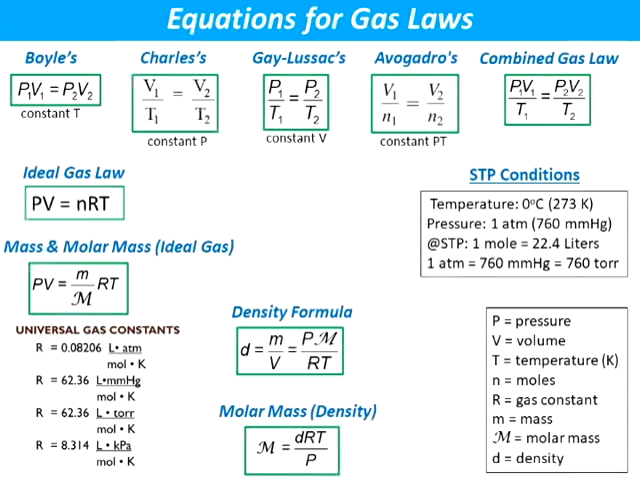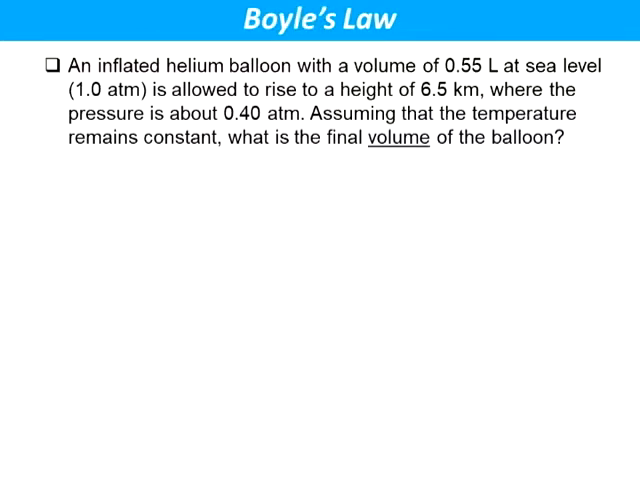Note that when we use the ideal gas law equation, there are universal gas constants, and we have to match those to the units. That is an important thing to remember, that matching the R universal gas constant to the rest of the units in the problem is very important. So let's get going by working a problem.